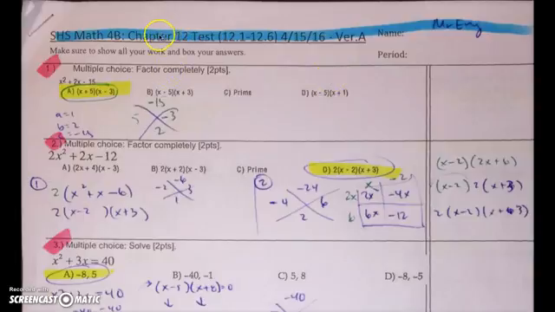These are the test corrections for Chapter 12, taken on April 15, 2016. This is version A. Directions: make sure to show all your work and box your answers.